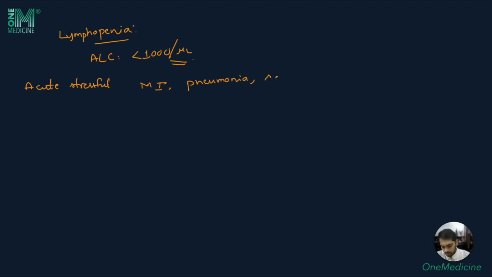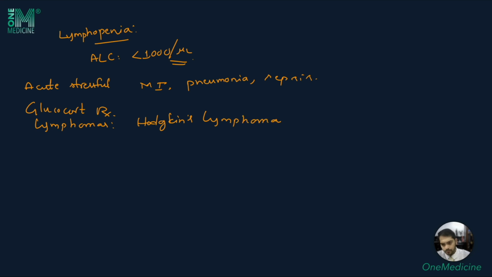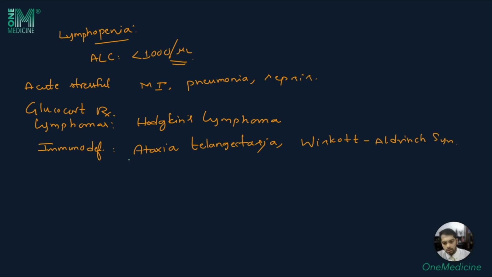The second one among leukopenias is lymphopenia. Lymphopenia is diagnosed when absolute lymphocyte count is less than 1000 per microliter. The causes include acute stressful events such as MI, pneumonia, sepsis. It can also be seen in glucocorticoid therapy. It can be seen in lymphomas, especially Hodgkin's lymphomas. Lymphopenia is also classically seen in certain immunodeficiency disorders such as ataxia telangiectasia, Wiskott-Aldrich syndrome, and DiGeorge syndrome.